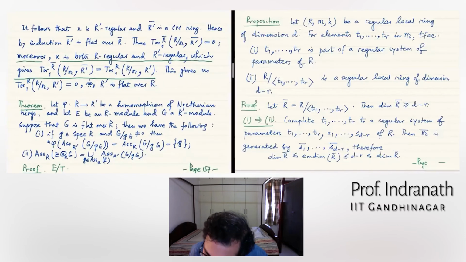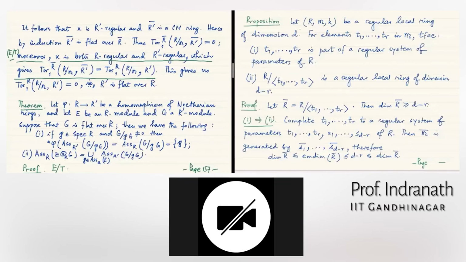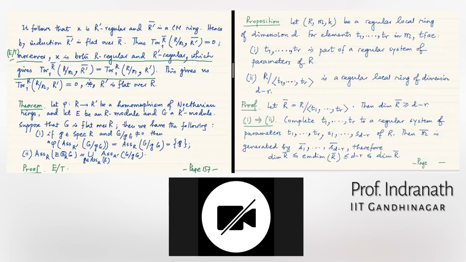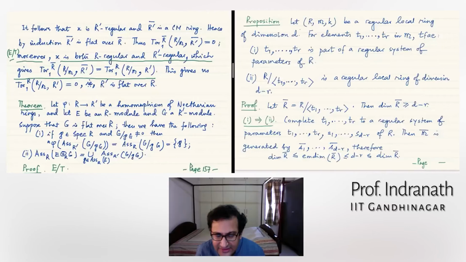So I'm putting it under E stroke T, just to make sure that here, this regularity, x is both R regular and R dash regular, and because of which we have that. I mean, Joydeep, was it put as a tutorial problem? I'm not able to recall exactly. Is Joydeep around? Yes, sir. Was it put as a tutorial problem? This part, the E stroke T part. This, moreover, x is both R regular and R dash regular, then you have the equality of the Tors.